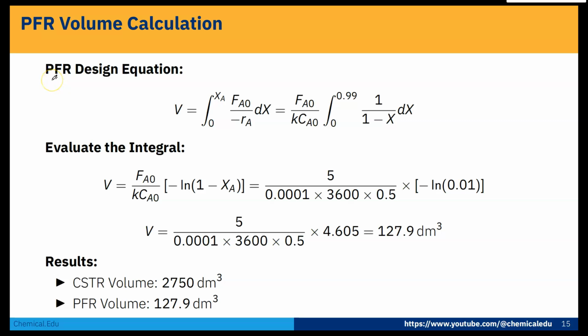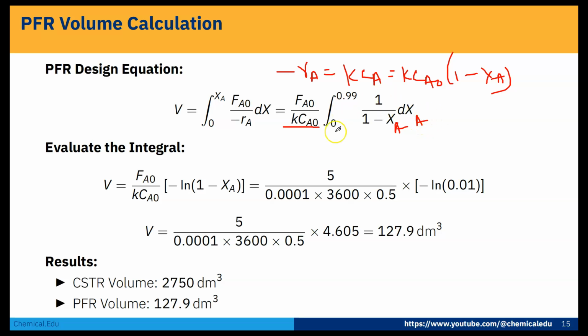Now here is the PFR design equation: V is equal to the integral from 0 to Xa of Fa0 divided by minus Ra, dXa. Minus Ra is nothing but K Ca, and K Ca is nothing but K Ca0 (1 minus Xa). Now if I plug that in, K Ca0 will be outside of the integration, and we have the integral of 1 divided by (1 minus Xa) dXa from 0 to 0.99.